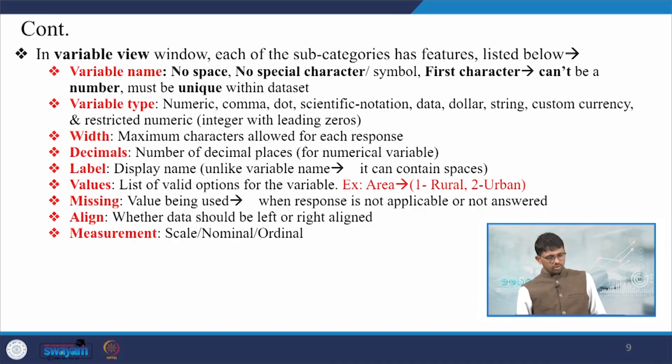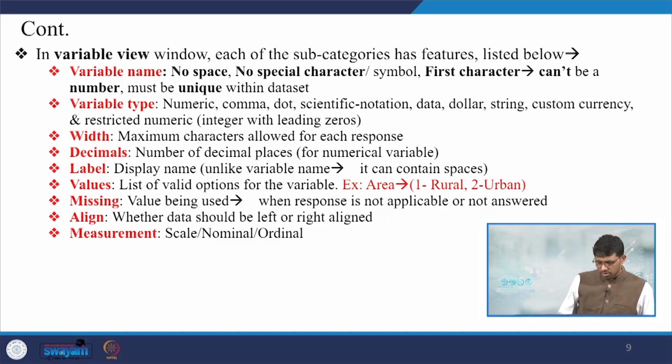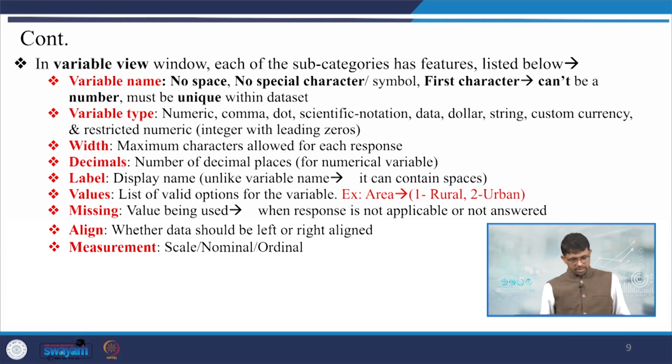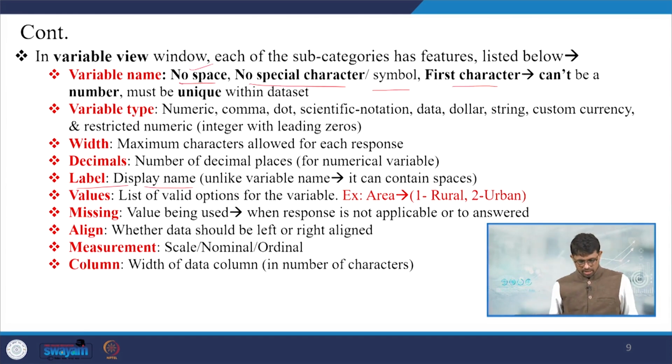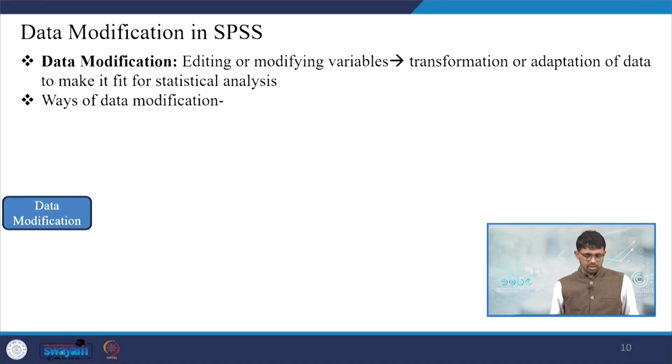Missing value is the value used when a response is not applicable or not answered. Align the data, whether the data should be left or right aligned. Measurement is scale or nominal, ordinal, etc. Then these specifications are clear. I am sure we can clarify them by explaining each of them, and if you want, you can also follow my earlier module. These are all available on YouTube, and you will find further details.